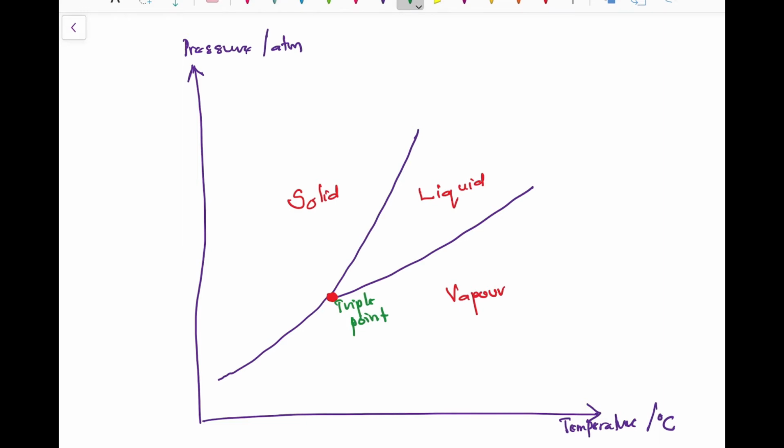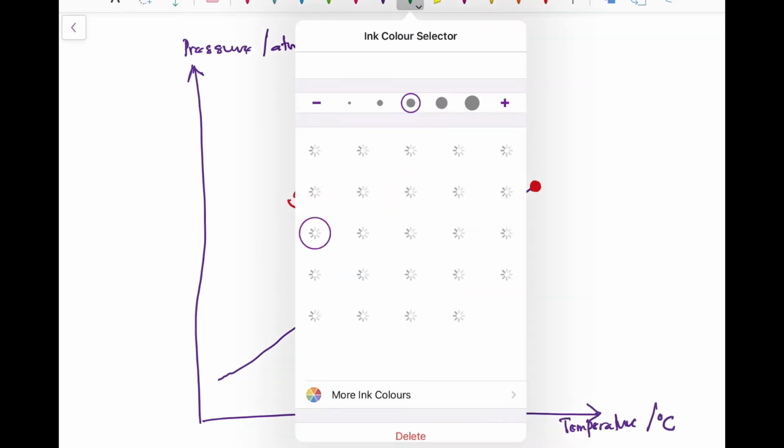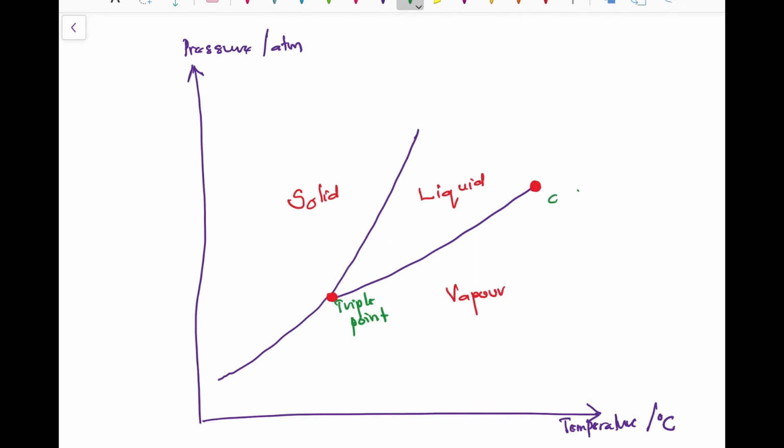And the second point that is very important is this one. We call it the critical point. So what does it mean by critical point? It is a temperature and pressure where the gas and the liquid cannot be distinguished, or are indistinguishable, right? So beyond the point, we cannot distinguish between the liquid and the vapor.